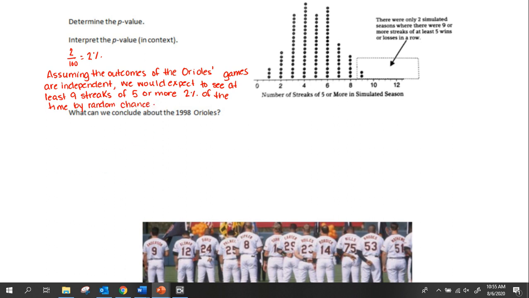What can we conclude about the 1998 Orioles? 2% is pretty low, so you would say we reject H0. We have convincing evidence that the Orioles are a streaky team.